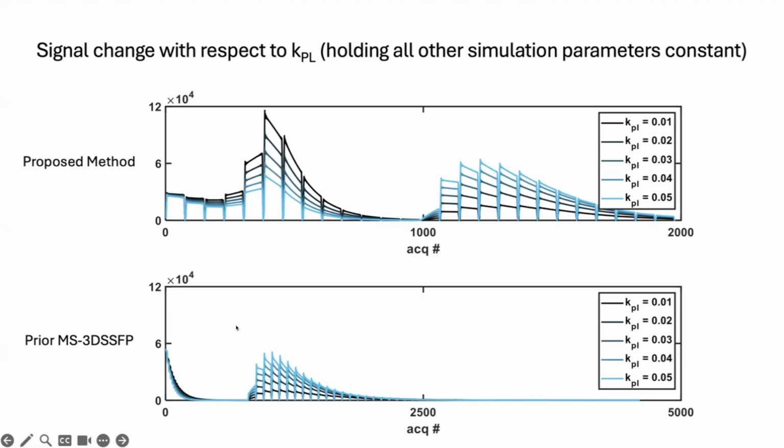And just for comparison, this is what a dictionary would look like using the same simulation parameters for the previous MS3D SSFP method, with a GRE measurement of pyruvate and BSSFP measurement for lactate. You can immediately tell the pyruvate signal is probably an order of magnitude lower and not as sustained for nearly as many acquisition data points compared to our SSFP-based acquisition.